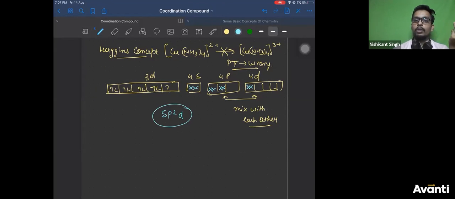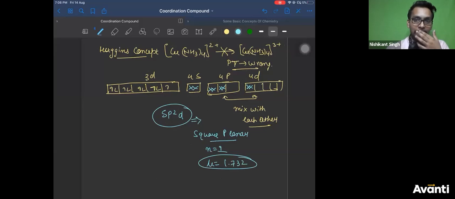You will not see these theories in most books. They are taught in higher studies usually. So this is relevant for advanced. Its hybridization is sp2d, square planar geometry, number of unpaired electrons 1, magnetic moment 1.732. So remember these exceptions of VBT. That is very, very, very important.